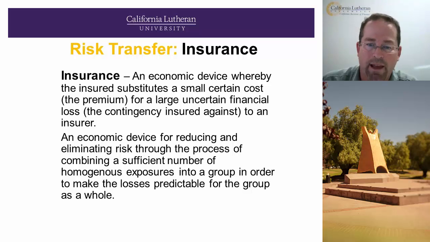And insurance. An economic device whereby the insured substitutes a small certain cost, which is referred to as the premium, for a large uncertain financial loss, the contingency that's insured against, and that's sent to an insurer. It is an economic device for reducing and eliminating risk through the process of combining a sufficient number of homogeneous exposures in a group in order to make the losses predictable for the group as a whole.